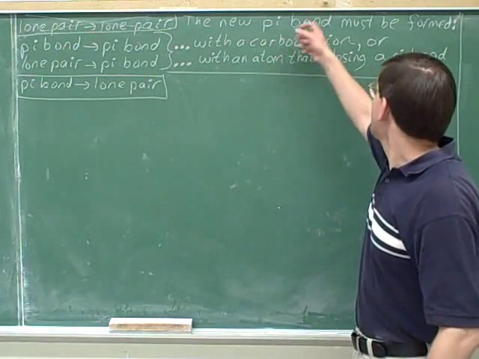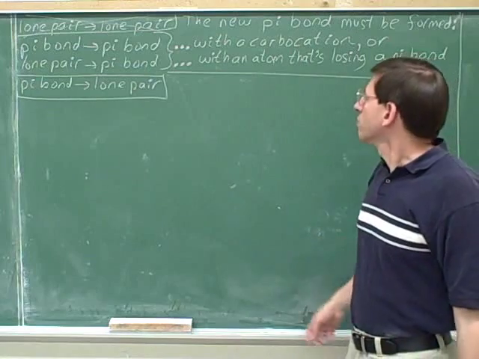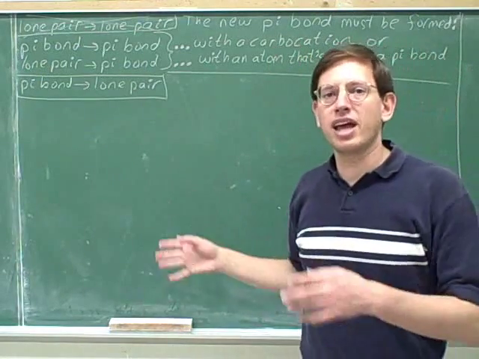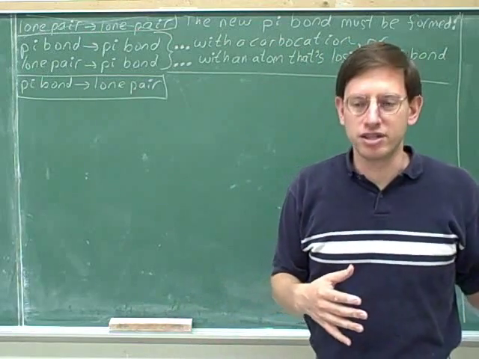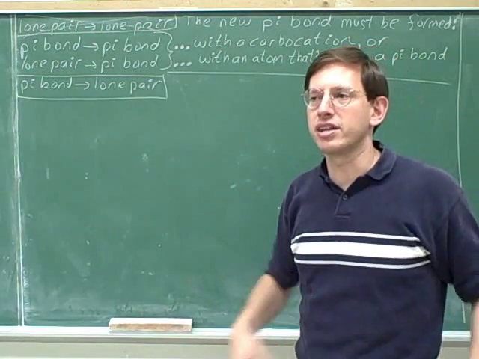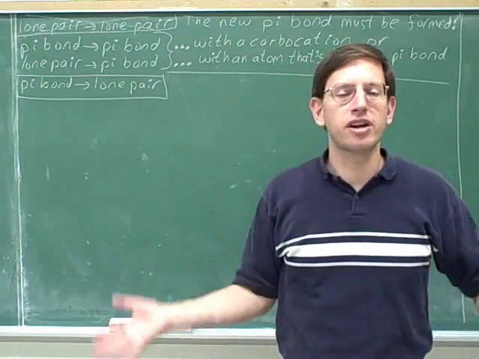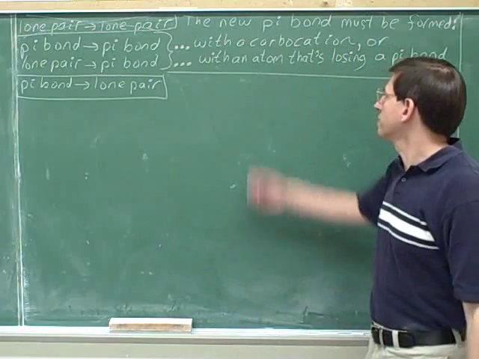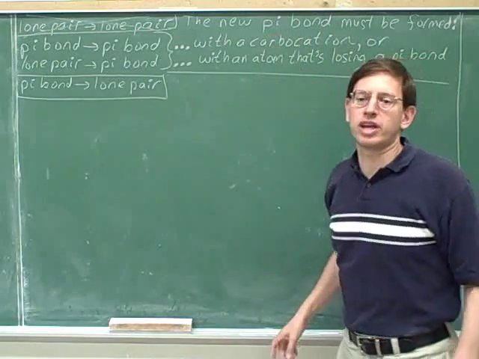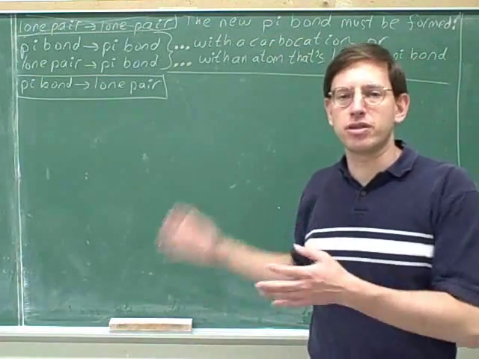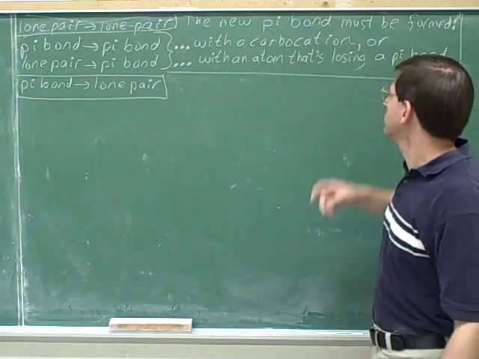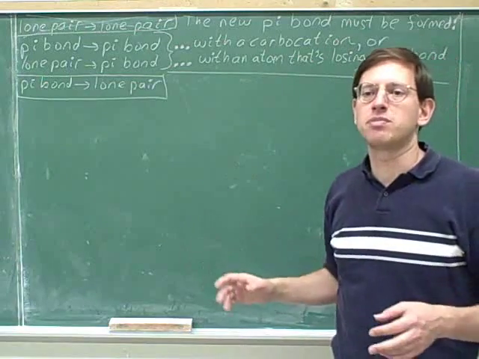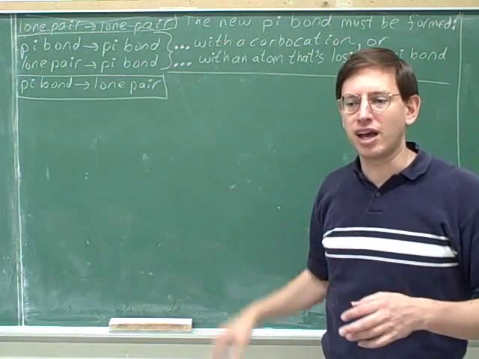Well, the new pi bond has to be formed with a carbocation. That's one possibility. Clearly a carbocation started with too few electrons. You don't need to worry that the carbocation is going to exceed its octet because it was starting with too few electrons, so it can afford to gain a pi bond. So one good way to form a new pi bond is to form it with a carbocation. And there's another major thing that we could do. You could form the new pi bond with an atom that's losing a pi bond. That's the other major way to make sure that you're not exceeding the octet rule.